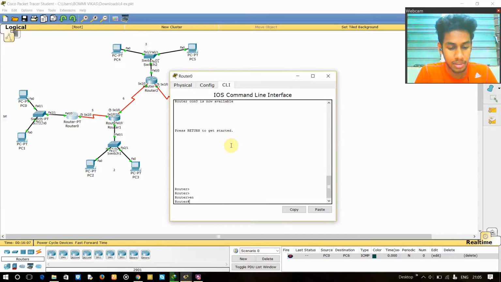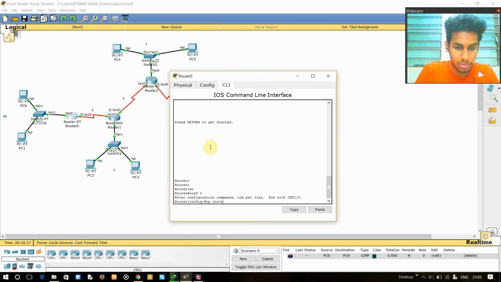By pressing enable, we enable it, and now we configure it and then we give the command ip route, the destination IP address, which is 192.168.1.32, the network IP address, and its subnet mask, which is 255.255.255.224, and it is present on the serial 2/0 of the router 1 network.